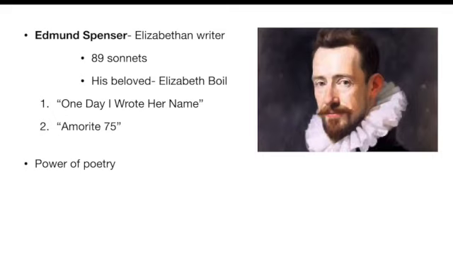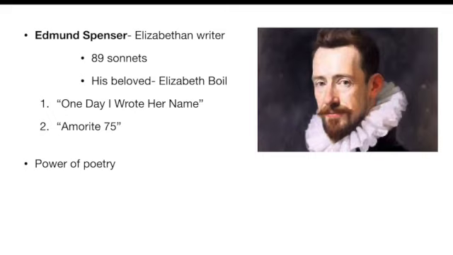Friends, this Sonnet 75 has two more names. One is One Day I Wrote Her Name and the second one is Amoretti 75. Friends, Sonnet 75 was given the name Amoretti 75 because maximum of the 89 sonnets were collected in a single title called Amoretti. And this Sonnet 75 was one of the 89 sonnets which were titled as Amoretti, so this is also known as Amoretti 75.